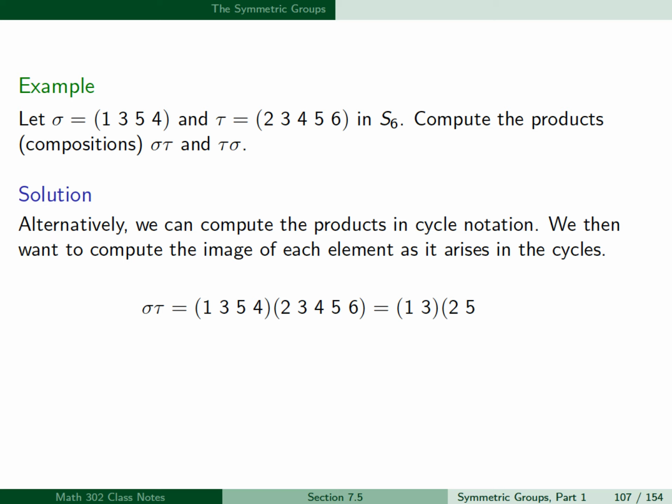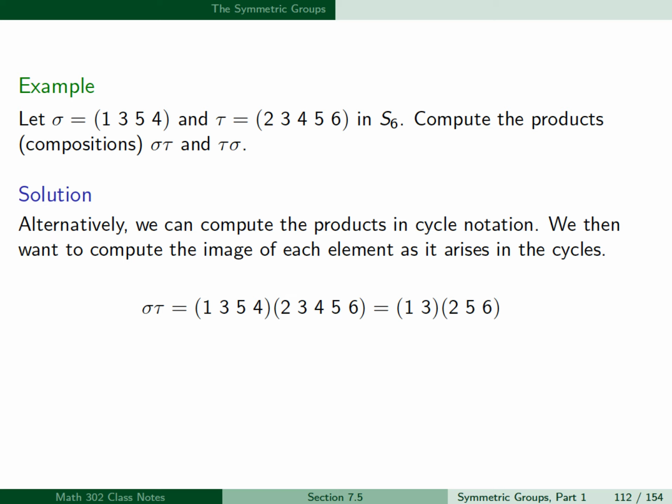And then I want to look at the image of 5. So in tau, 5 maps to 6, and in sigma, 6 is fixed. So in the product, 5 will map to 6. Now we'll look at the image of 6. In tau, 6 maps to 2, and in sigma, 2 is fixed. So in the product, 6 will map to 2. So I'll close off that cycle. That will give me a cycle which maps 6 to 2.